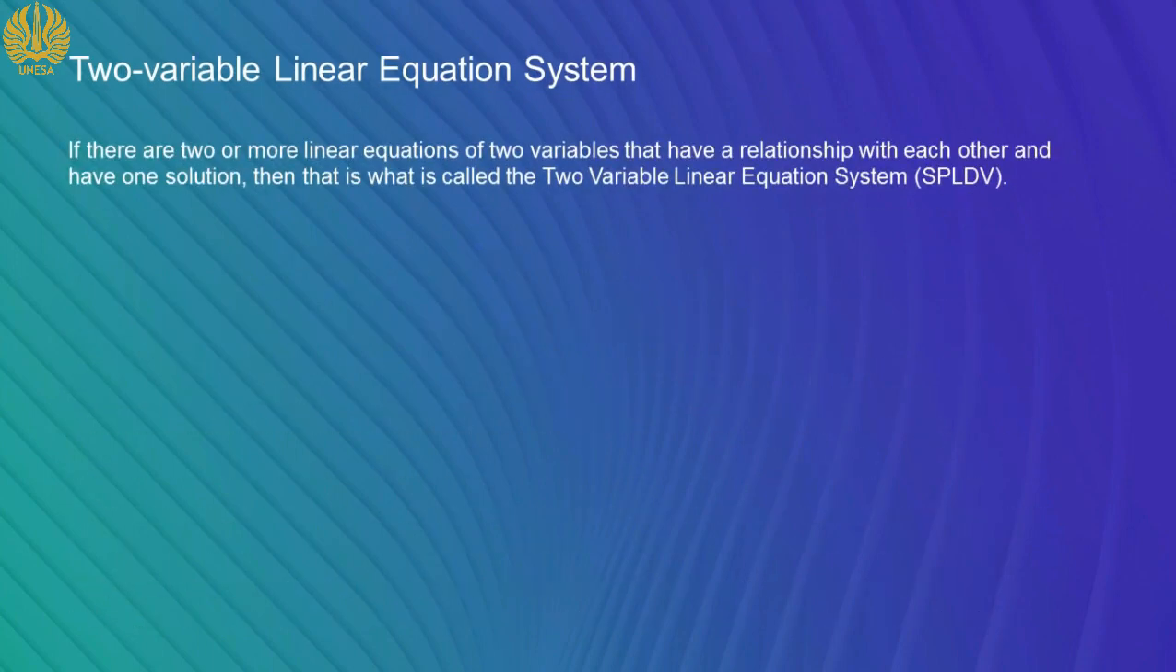If there are 2 or more linear equations of 2 variables that have a relationship with each other and have one solution, then that is what is called the 2 variable linear equation system. The general form is px plus qy is equal to r, and the second equation is vx plus wy is equal to z.